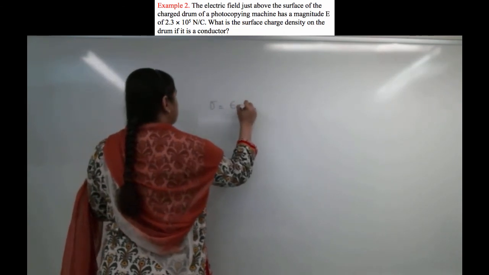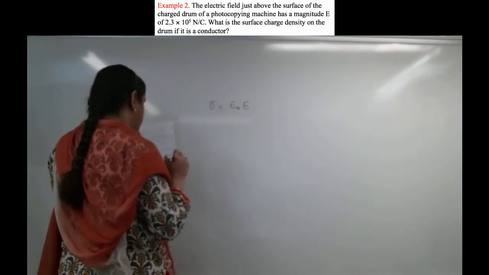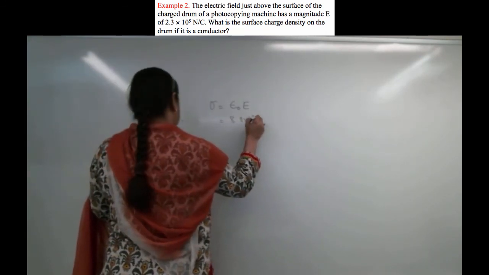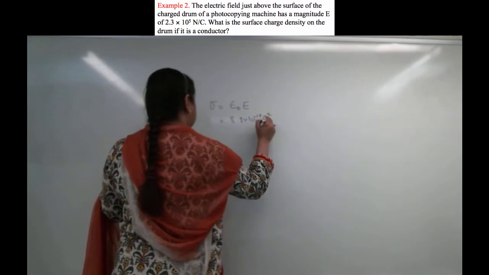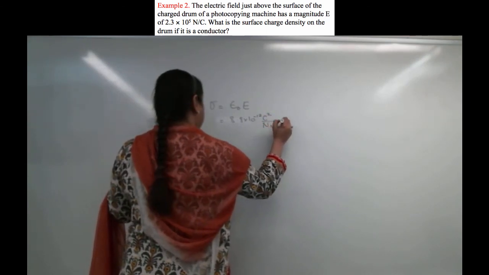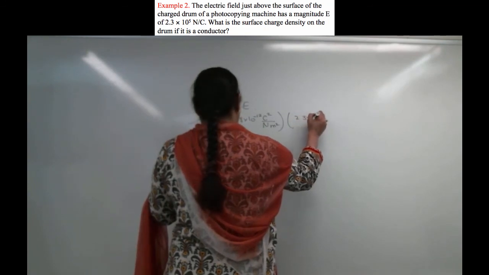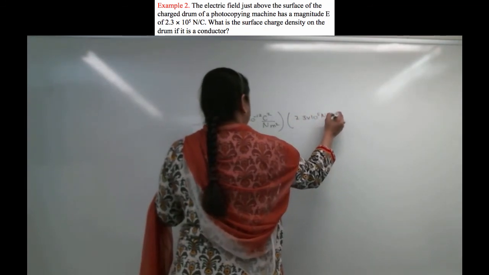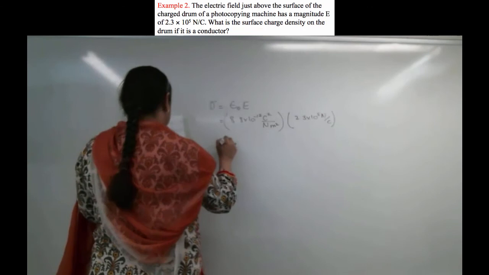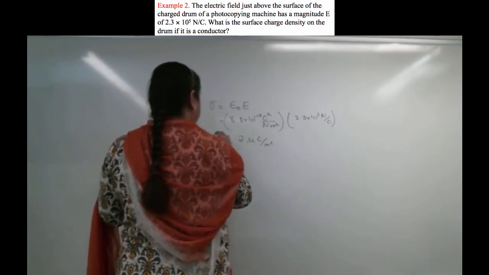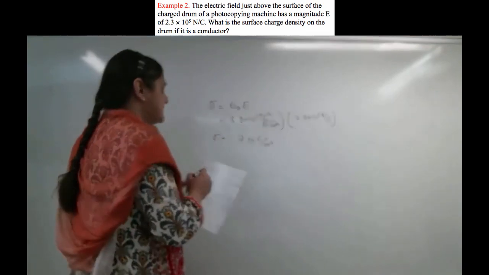I know that the surface charge density is equal to epsilon naught E. I know epsilon naught is 8.8 times 10 to the minus 12 coulomb squared over newton meter squared. And E will be 2.3 times 10 to the 5 newtons per coulomb. You multiply them together and you get 2 microcoulomb per meter squared. So that was a pretty simple example.